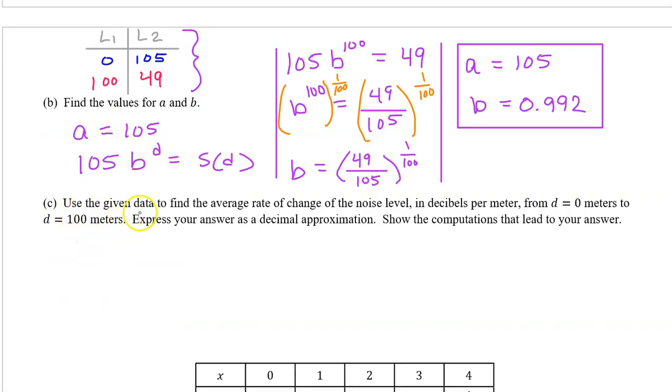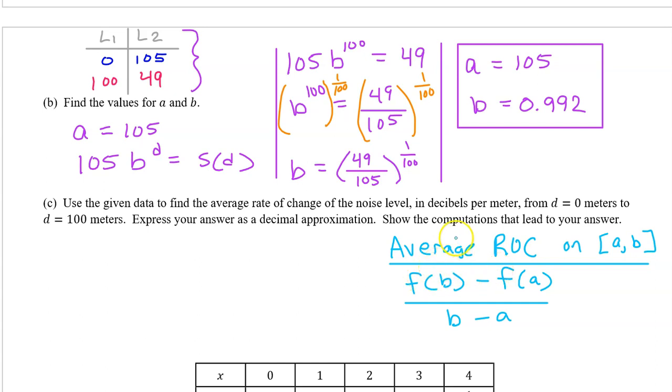Part C. Use the given data to find the average rate of change of the noise level in decibels per meter from d equals 0 meters to d equals 100 meters. Express your answer as a decimal approximation. Show the computations that lead to your answer.